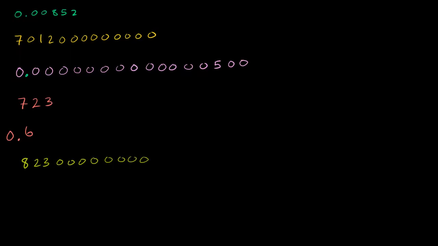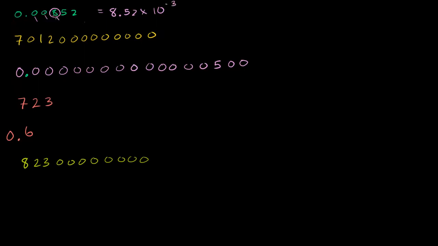So this first one right here, what we do if we want to write in scientific notation, we want to figure out the largest exponent of 10 that fits into it. So we go to its first non-zero term, which is that right there. We count how many positions to the right of the decimal point we have, including that term. So we have 1, 2, 3. So it's going to be equal to 8.52 times 10 to the minus 3.